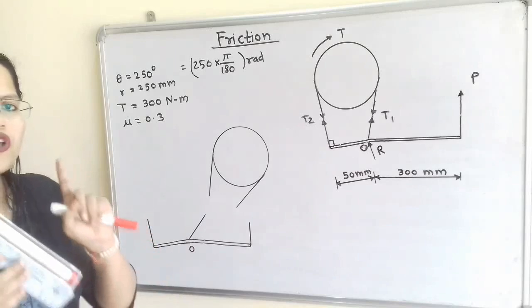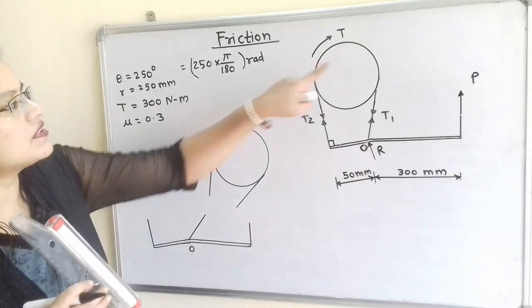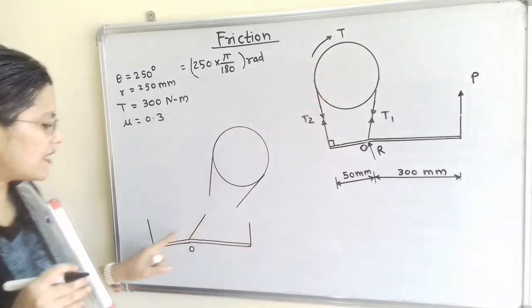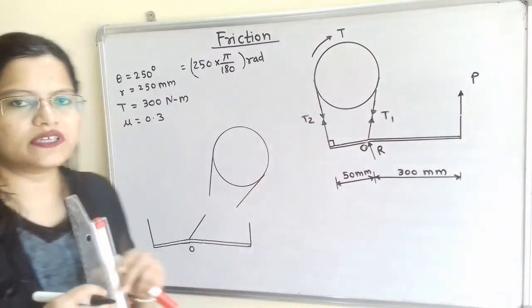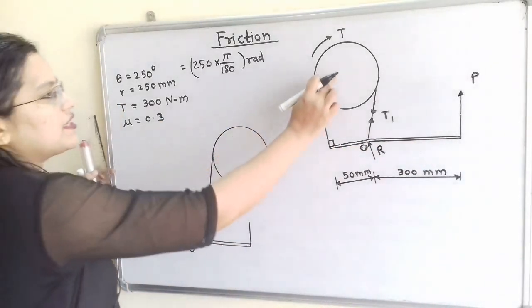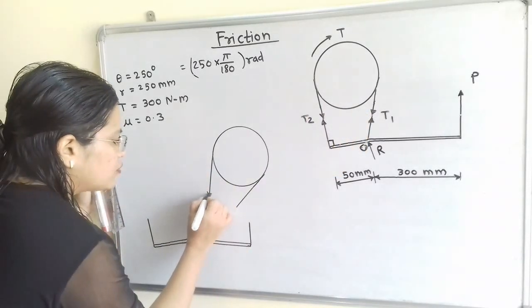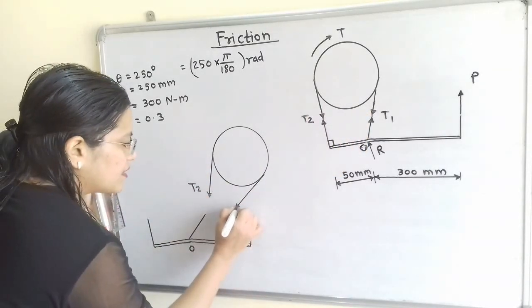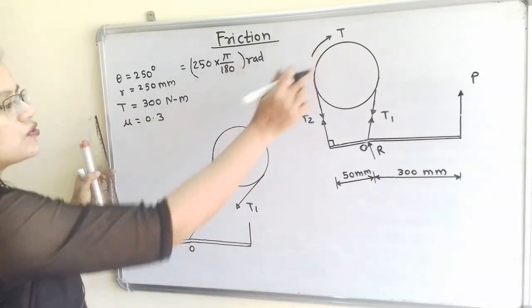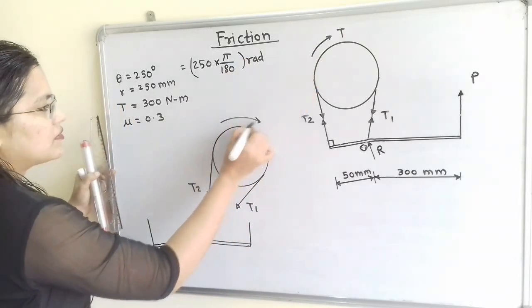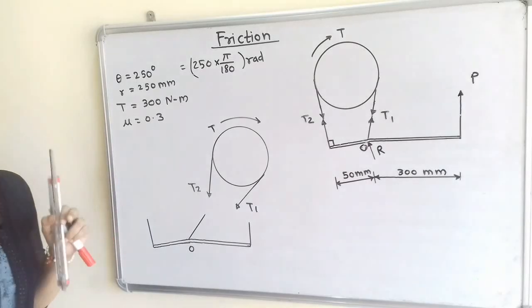Now we have to draw the free body diagram. So we will first take this brake drum and then we will draw this lever to draw the free body diagram. Now for this brake drum we have to show tension T2 and T1. So I will show here T2 and here T1, and we have to also show the direction of the torque, that is in clockwise direction.